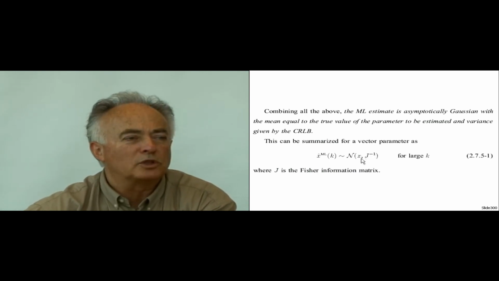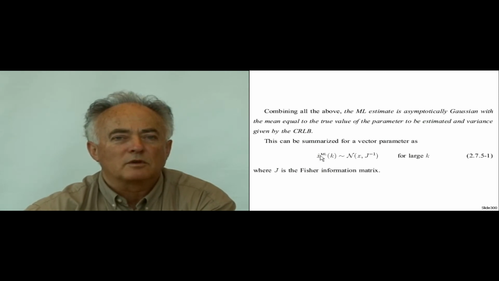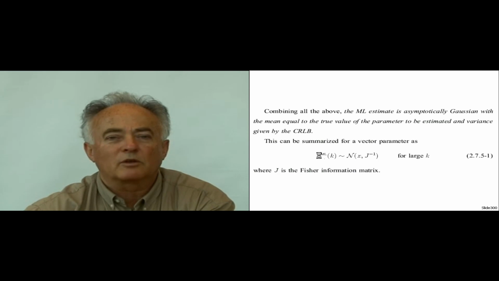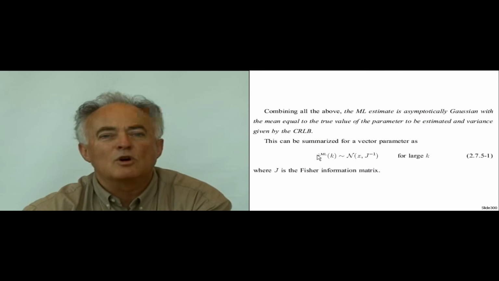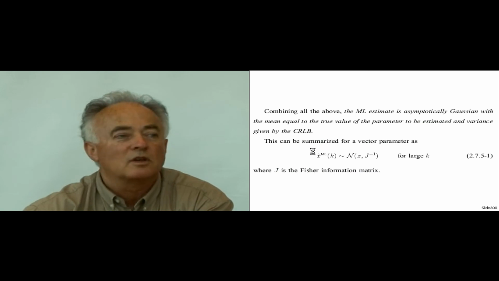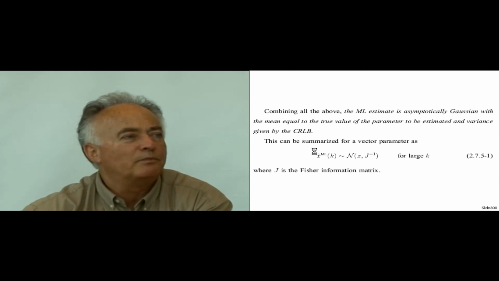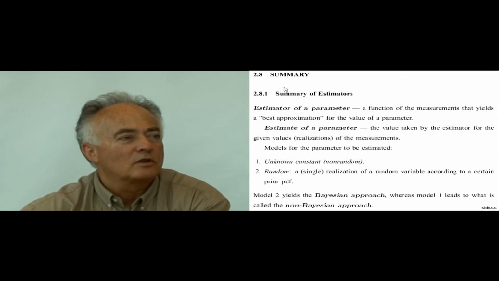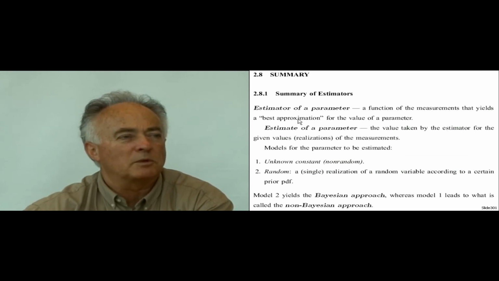So, this is important because there are some problems, and we'll see one of them of practical engineering significance, where you have a complicated estimator. You cannot calculate its variance because it has to be obtained numerically, but you can calculate the Cramer-Rao lower bound. And if you know that asymptotically you meet the bound, you can use the bound as your covariance. So this is the value of this result. To summarize, what we have seen is that the estimator of a parameter is a function of the measurements that yields a best approximation for the value of the parameter.